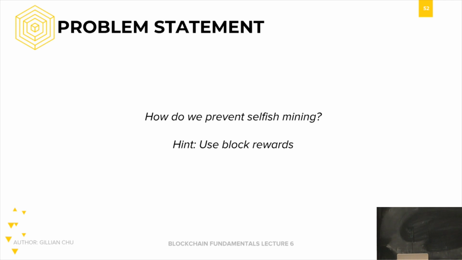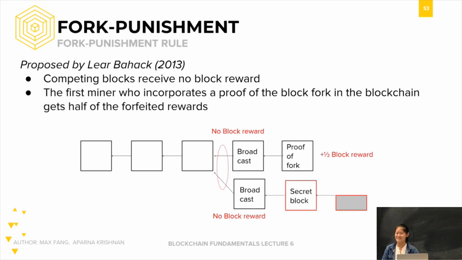This is shifting the problem onto how we use block rewards to disincentivize forking. We got two solutions where you just don't reward those forks, and you either penalize or have a diminished reward. That is basically what the proposition is. Again, they're not all super brilliant. Not to say you guys aren't brilliant. But competing blocks receive no block reward. So the basic idea is we don't provide any block reward, and then we provide half a block reward to the first miner who incorporates a proof for that block fork.